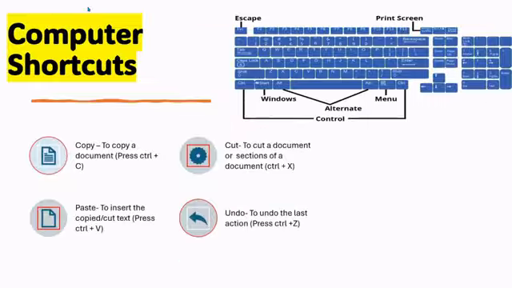And then these are some computer shortcuts. So we have copy. To copy, we press the Control key along with C, and we press both of them at once. With the paste, Control V, cut, Control X, undo, Control Z.